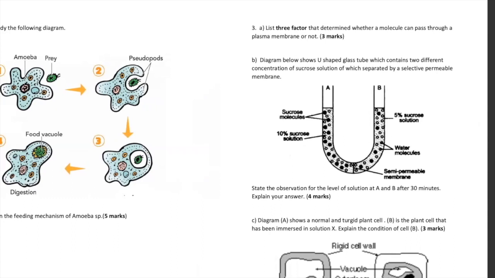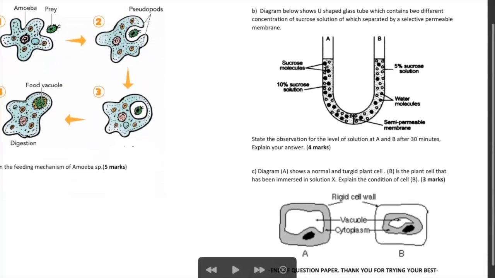The next one is polarity of molecule. And the last one is charge. Dia punya charge dia, positif ke negatif. Okay, charge. Okay guys, so the next one, 3B.